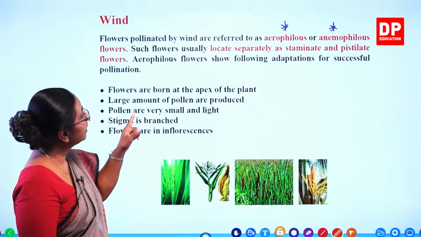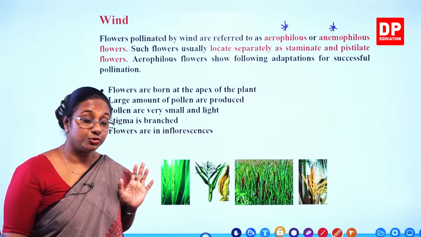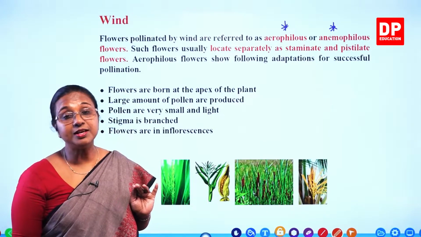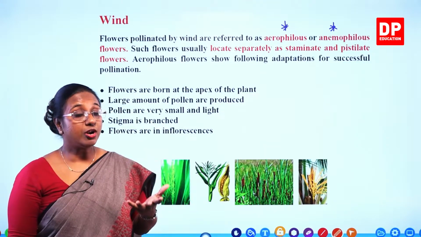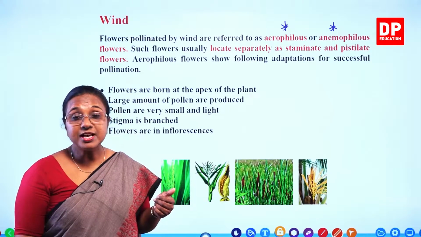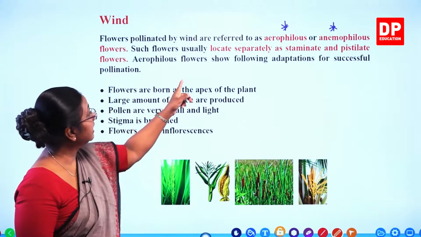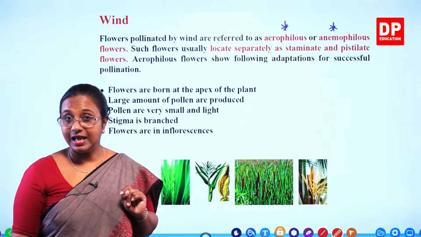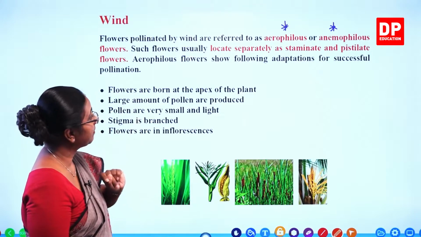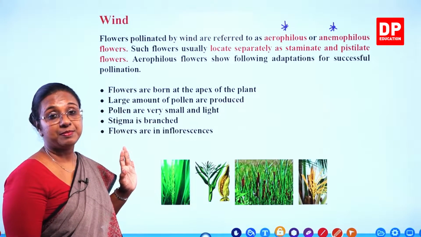Such flowers usually locate separately as staminate and pistillate flowers. You all know those. Staminate flowers have the male reproductive structure. Pistillate flowers have the female reproductive structures. You all can remember corn, coconut, all these are unisexual flowers. Staminate flowers and pistillate flowers are separate. Aerophilous flowers show following adaptation for successful pollination. They also have certain adaptations.